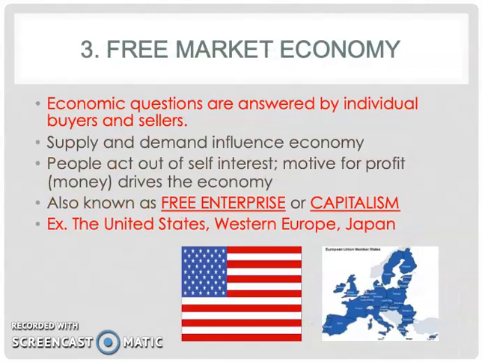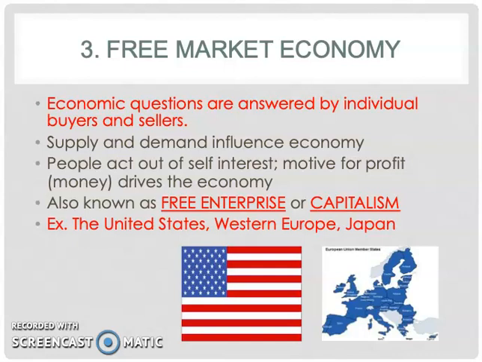In a free market, we see economic questions are answered by the individual buyers and the sellers, the people who own the businesses. This is free enterprise capitalism, mainly what we see here in the United States and over in Europe. Okay. Supply and demand influence the economy.